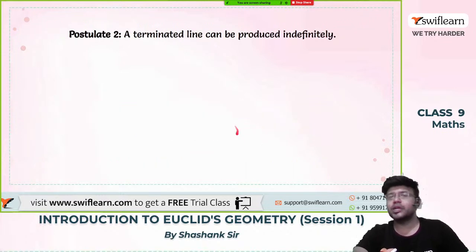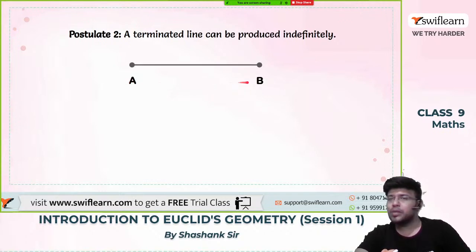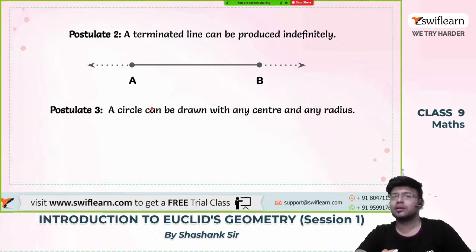Second postulate: a terminated line can be produced indefinitely. So AB is a line, it is a terminated line. Now we can extend it from both the sides. This is what it says: a terminated line can be produced indefinitely. You can extend this as much as you want, and this also as much as you want.